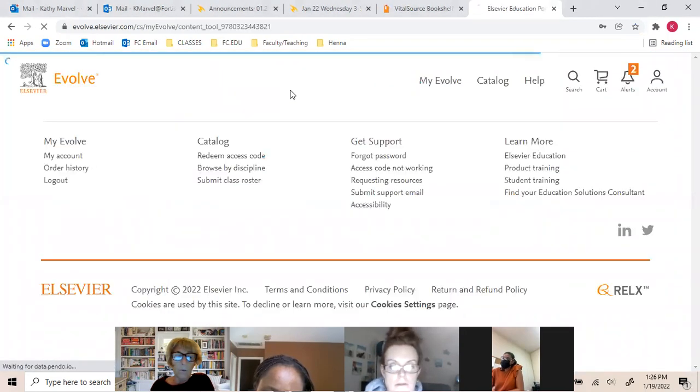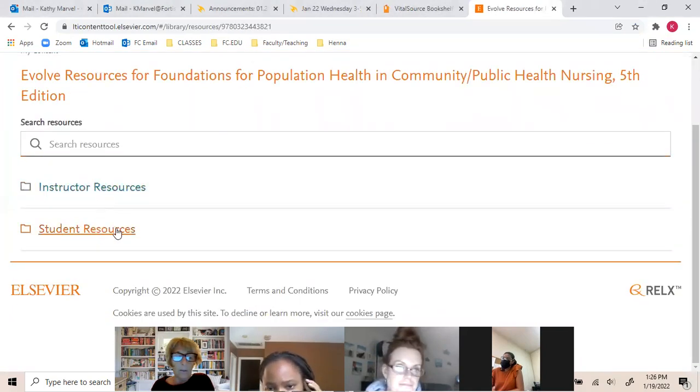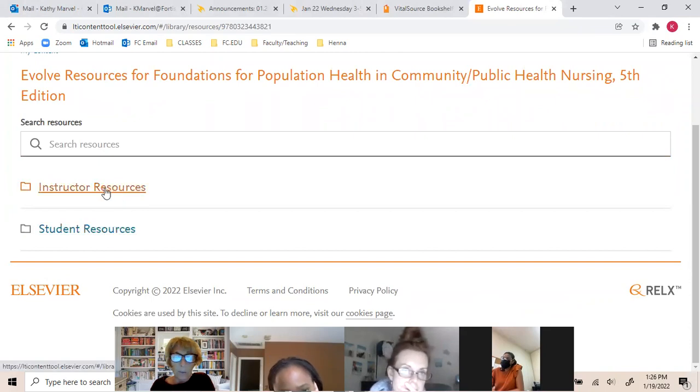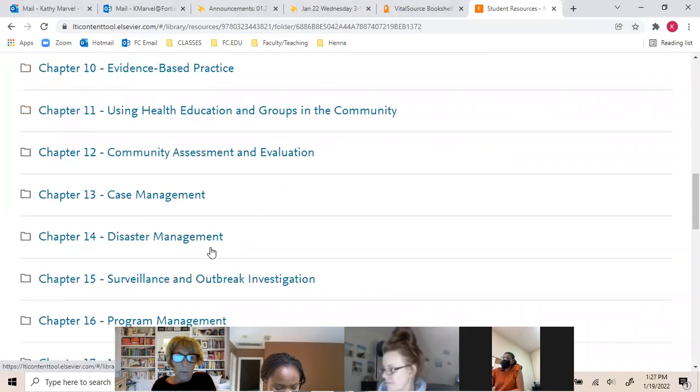Okay, go to your books. So here's what I see when I get into my Evolve. I see instructor resources and student resources. Instructor resources is where I get that case study that I send you, the one with the purple highlights. But here are your resources. It goes through all the chapters.